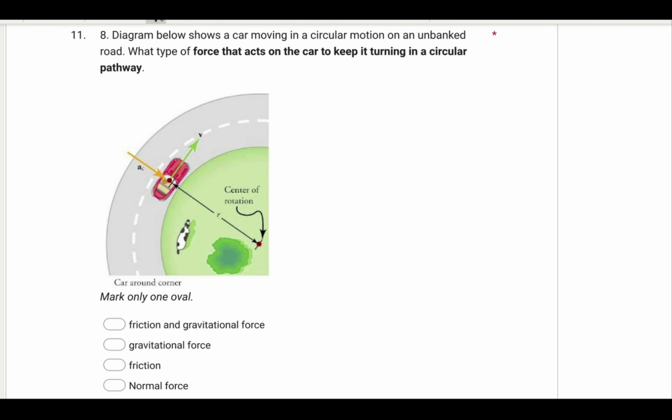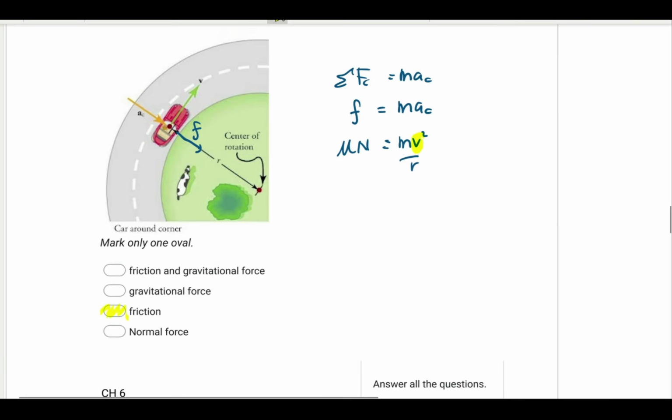Okay, so remember for this case, the only force that provides the centripetal force when the car tries to turn in a circular pathway is the frictional force. Okay, that's why we can write the total FC is equal to MAC. So here we should put frictional force, alright, and it is equal to MAC: mu N equals mv squared over r, and then you can derive until you get an equation of V. Okay, so the answer is friction. Ingat friction je.